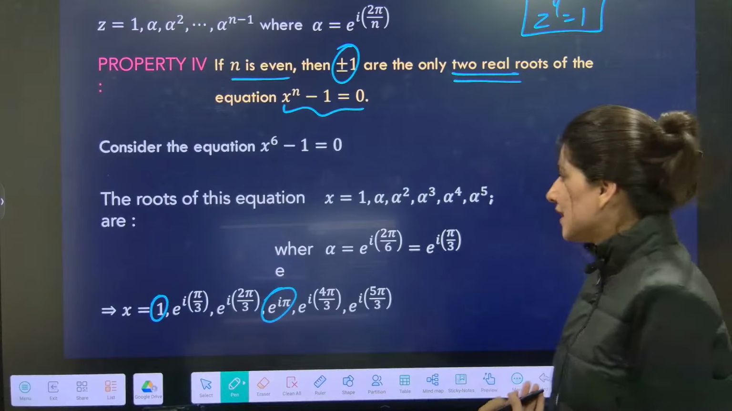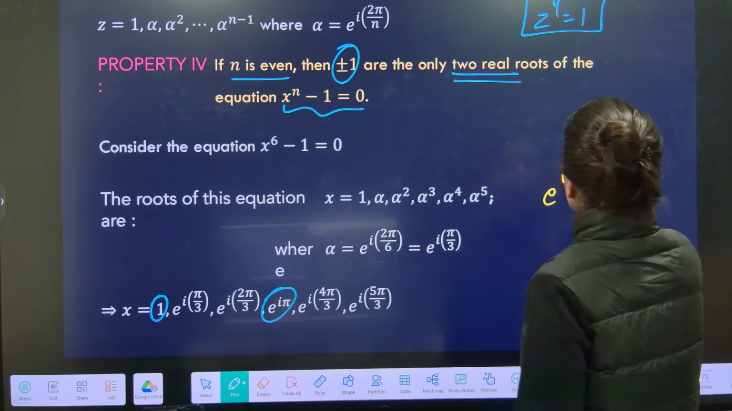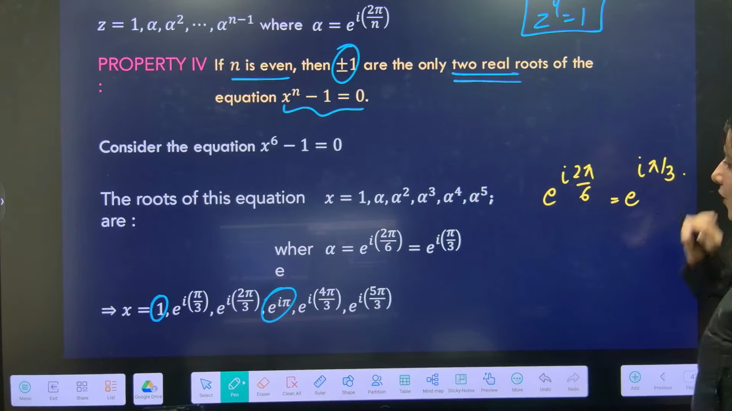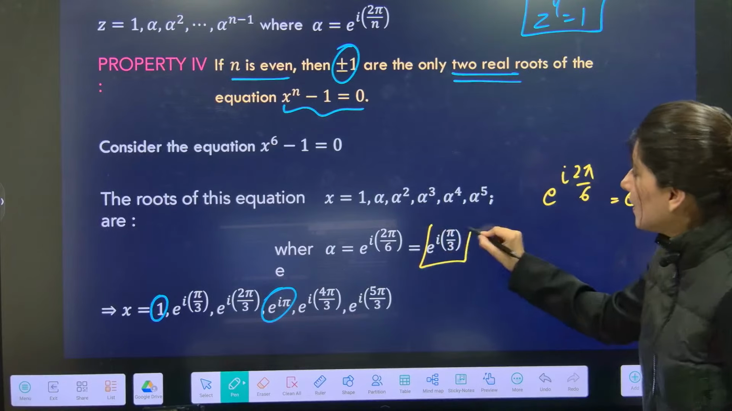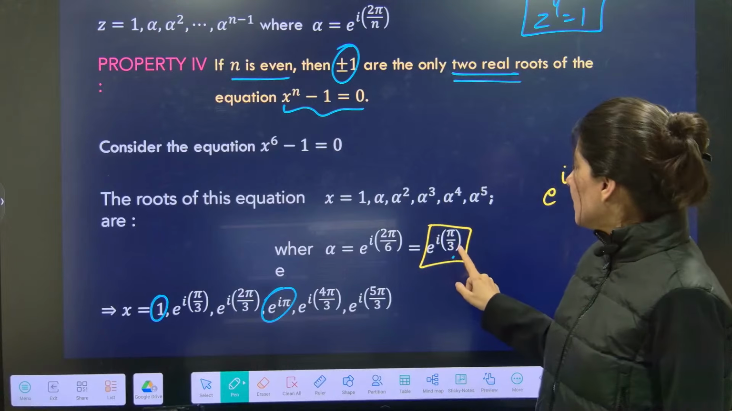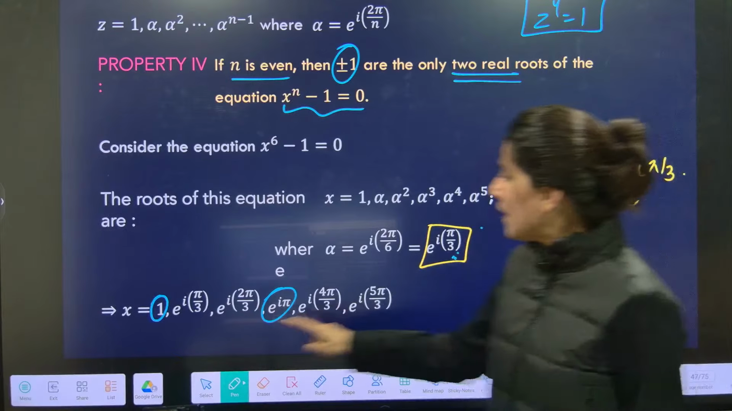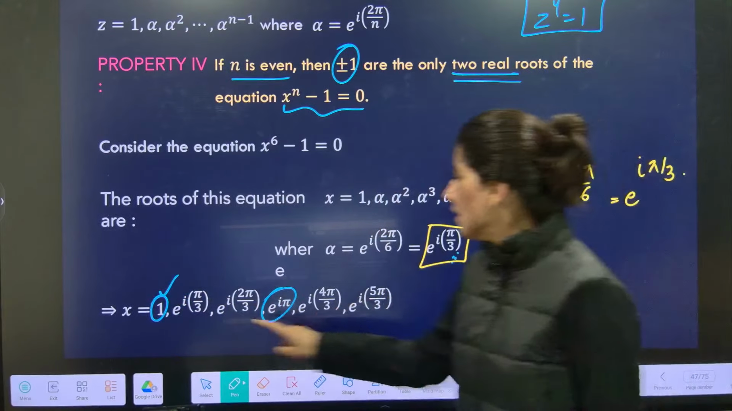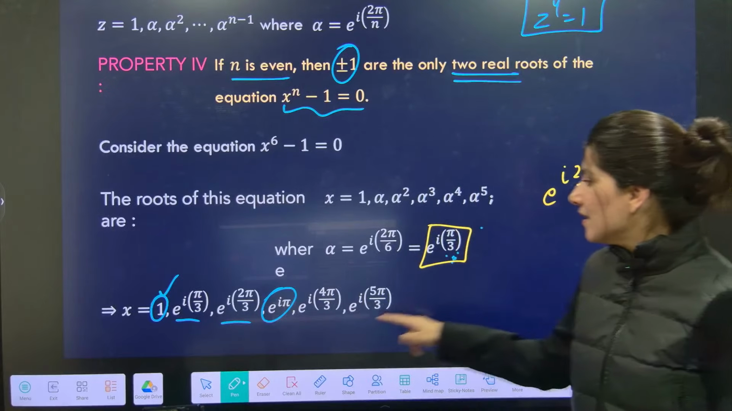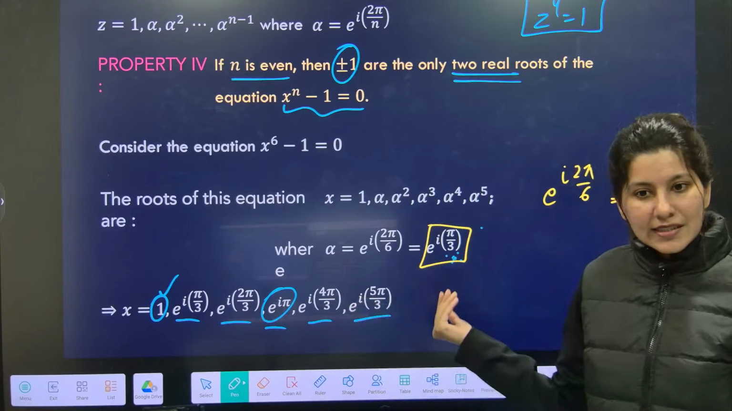For that, easy peasy, you just have to follow e power iota 2π by n. 2π by 6 is e power iota π by 3. Now all you have to do is apply the power. Power 0, you're going to get this. Power 1, this. Power 2, this. Power 3, can you see 3 cancel? So π. Power 4, 4π by 3. Power 5, this. This is the answer.